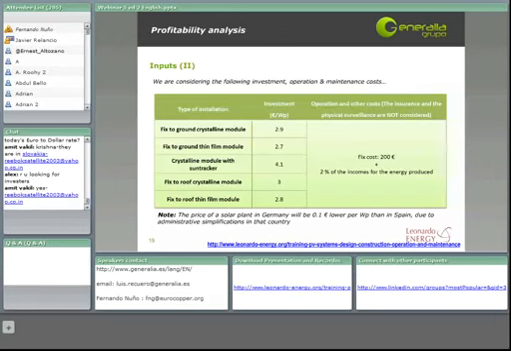Also, you can find that the facilities on roofs are a little bit more expensive, about 0.1 euros more expensive per watt peak if the facility is installed on the roof. Also, we have considered an operation and maintenance cost that is the same for all these types of installations.